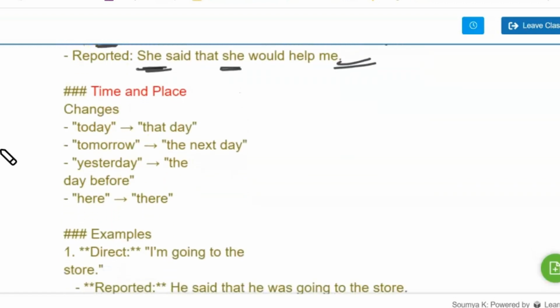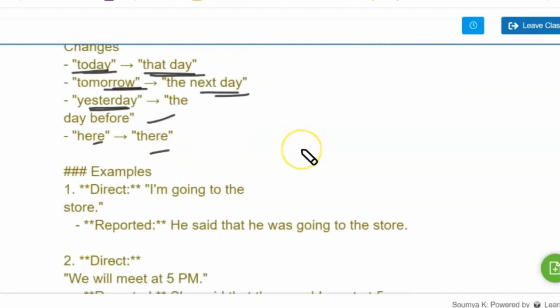Now if you come to the time and place changes, let's see what happens. So when it is in reported speech, today will become that day, tomorrow will become the next day, and yesterday will become the day before. Here will become there, and these are the things you have to keep in mind. These are the basic examples.